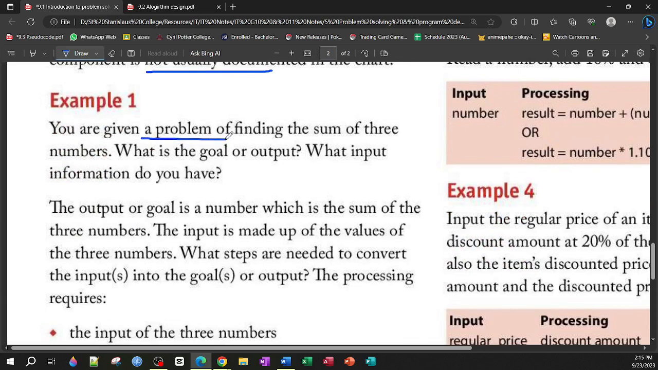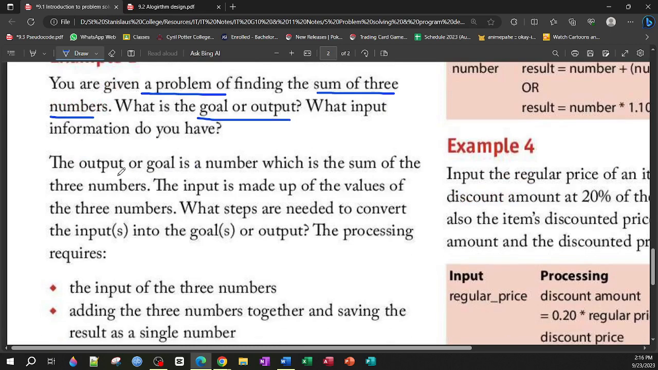You're given a problem of finding the sum of three numbers. So that's the problem. We want to know what is the sum of three numbers. What is our goal or output? What input information do you have? So the output or goal is a number, which is the sum of the three numbers. So that's our output, the result of the addition of the three numbers. The input is made up of the values of those three numbers that we want to add.